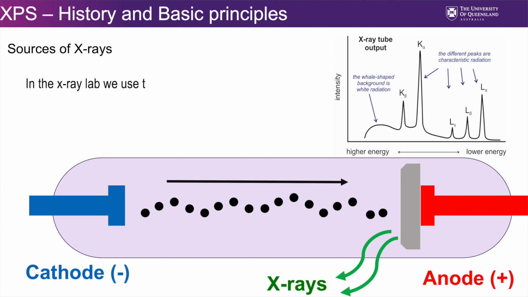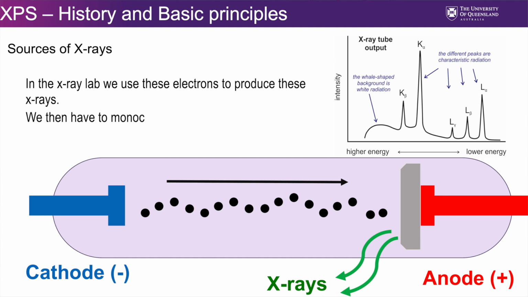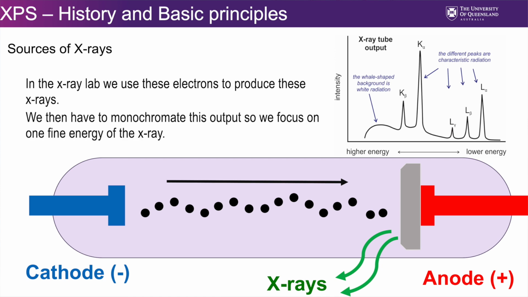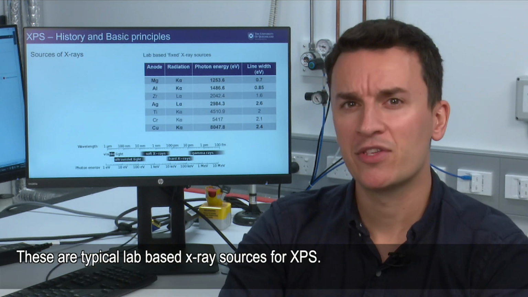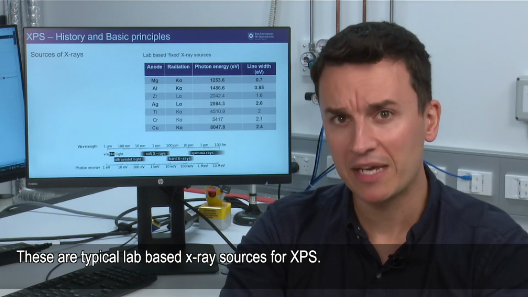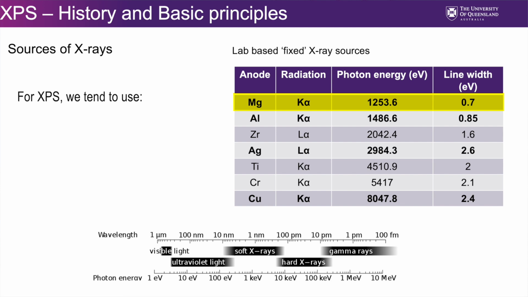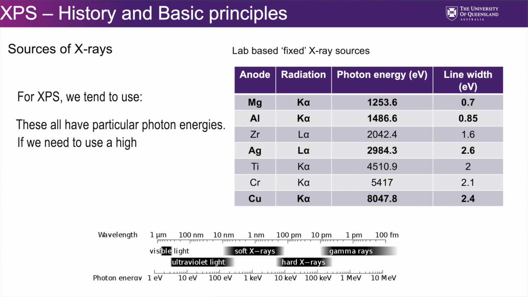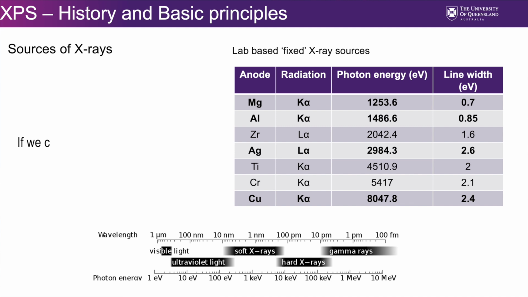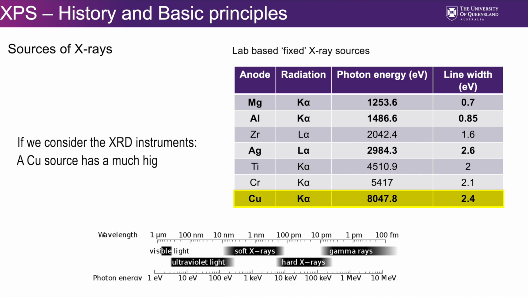In the X-ray lab, we'll use electrons to basically produce these X-rays. We then have to monochromate this output just so we're focusing on one fine energy of the X-ray. These are typical lab-based X-ray sources. So for XPS, we tend to use magnesium K-alpha radiation, aluminium K-alpha radiation, or silver L-alpha radiation, and these all have particular photon energies. If we need to use a high photon energy, we can change the X-ray source. If we also consider the XRD instruments, they use a copper source. This has a much higher energy.